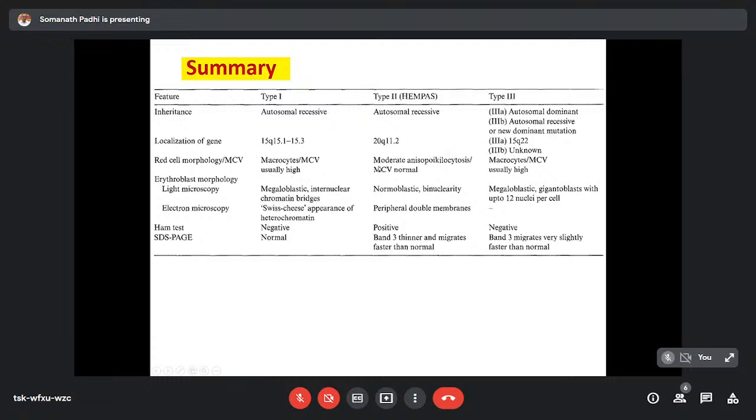Macrocytosis is usually a feature of type 1, and anisopoikilocytosis with normal MCV is a feature of type 2, whereas macrocytosis in type 3 can be seen because of the gigantic multinuclearity in the bone marrow. The HAM test is negative in both type 1 and type 3, positive in type 2. The peculiar band 3 pattern of RBC membrane in SDS-PAGE electrophoresis is a hallmark feature in type 2, and it migrates faster, whereas in type 3 band 3 migrates only very slightly faster than normal, not like that of CDA type 2. The nuclear appearance in electron microscopy is very characteristic in type 1 and type 2. The swiss-cheese appearance of the heterochromatin and the chromatin bridges, and the peripheral double membranes due to endoplasmic reticulum mediated changes, are a hallmark feature of type 2, and giant multinuclearity of type 3.